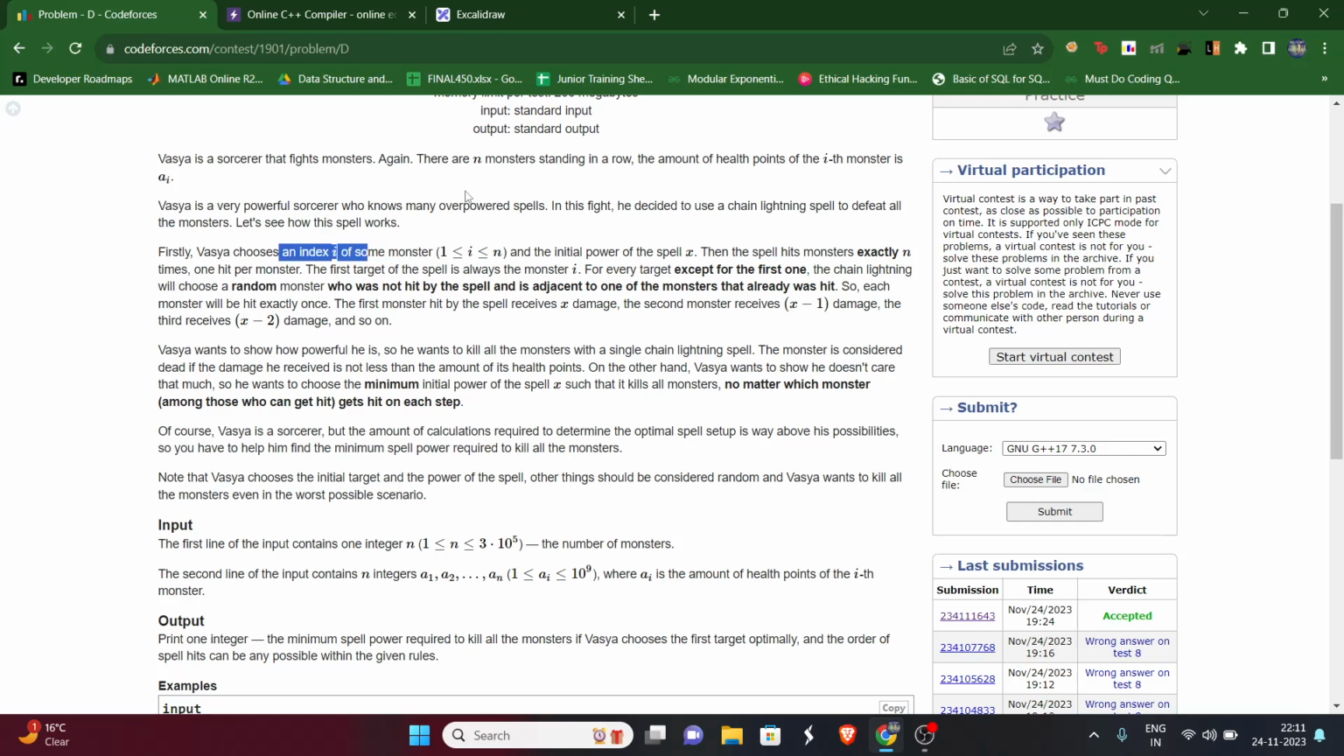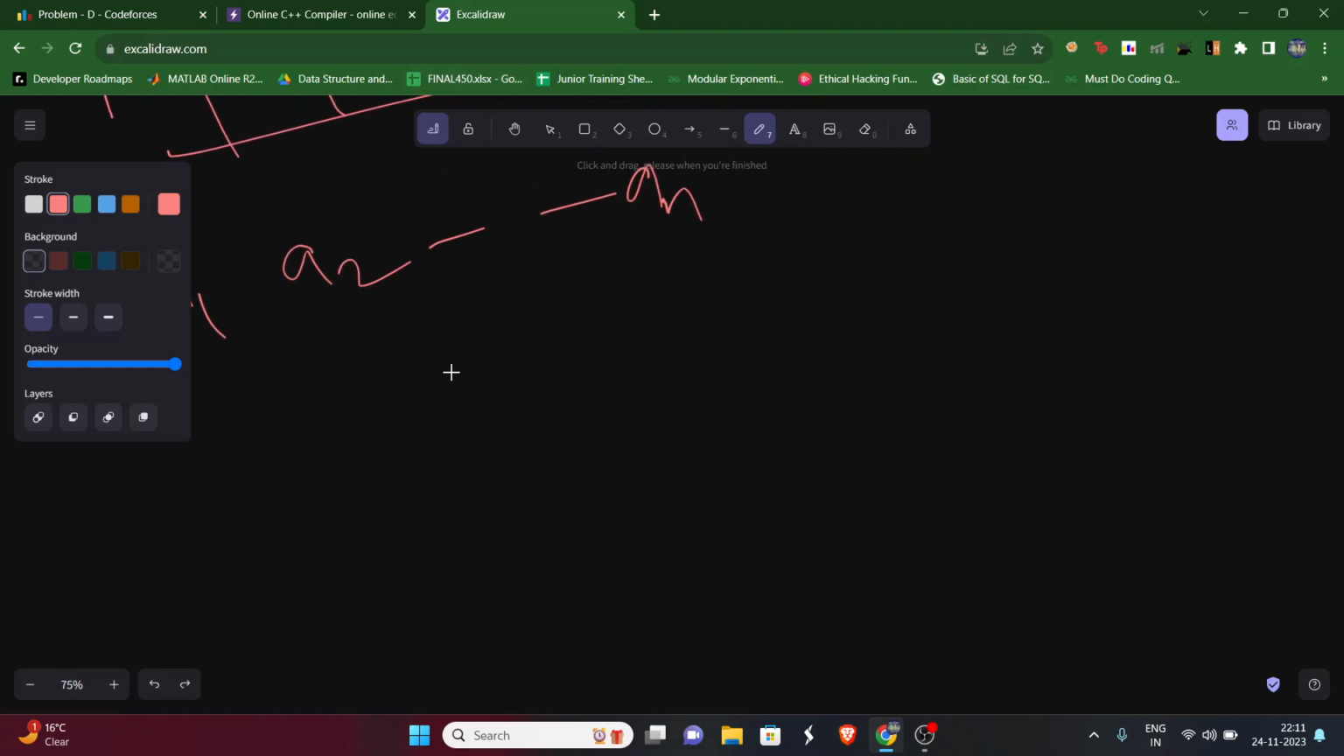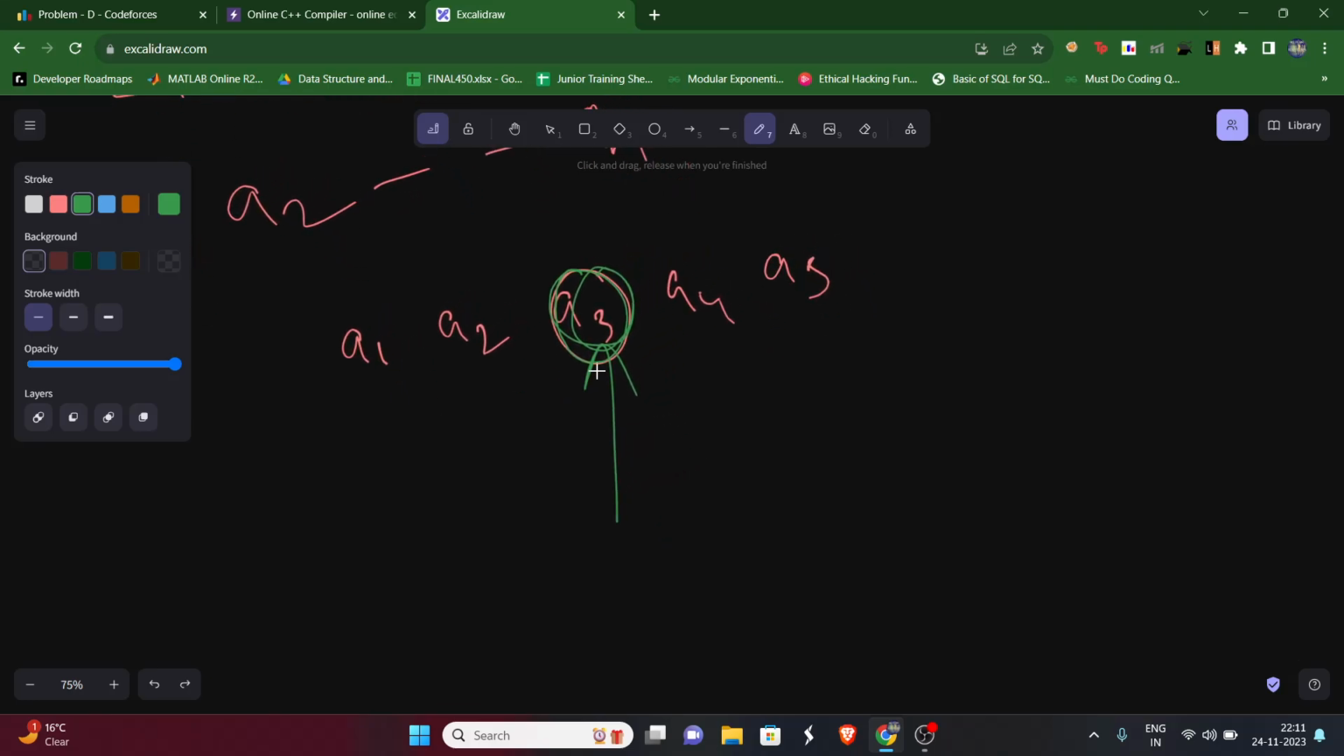Okay. Now once that monster is hit, let's say out of one, two, three, four, five, he chooses to hit this monster first. So Vasya hit this monster. Now the next monster he can hit should be the adjacent monster of an already hit monster.